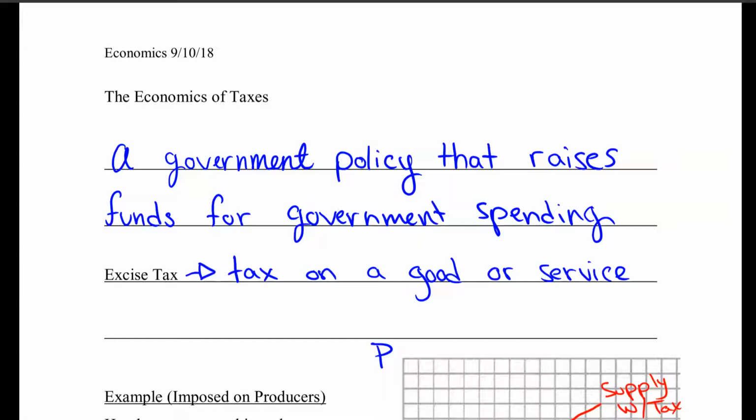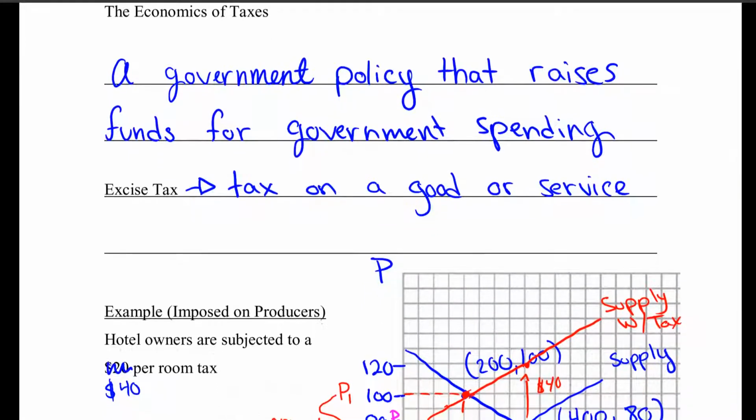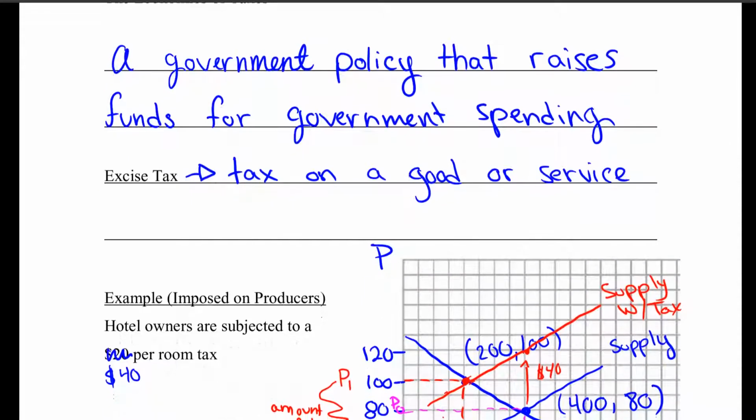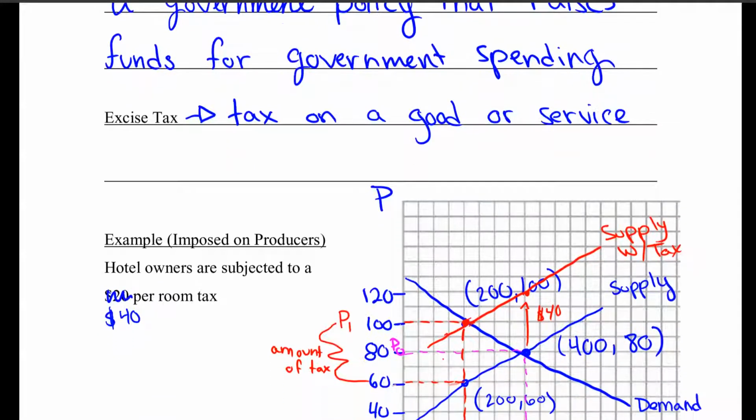So a tax is a government policy that raises funds for government spending. So it's when the government raises money to pay their bills. All right. Government spending includes things like public education, infrastructure, so your roads, national defense, all that good stuff.